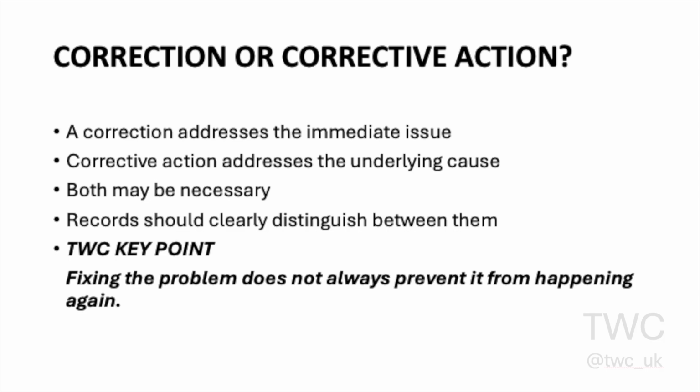There is an important difference between a correction and a corrective action. A correction addresses the immediate issue. For example, if a required document is missing from a job file, locating and adding that document may correct the problem. A corrective action goes further. It seeks to establish why the document was missing and what changes are required to prevent a recurrence. In many situations, both a correction and a corrective action may be necessary. Assessors are often interested in whether the underlying cause has been addressed rather than simply whether the immediate issue has been resolved.